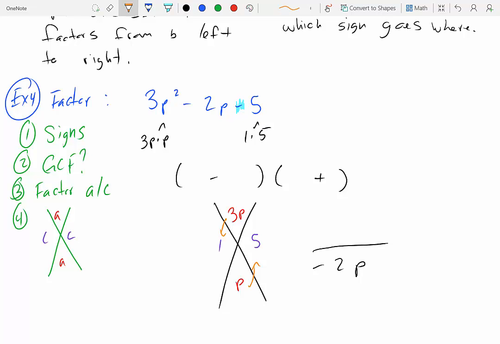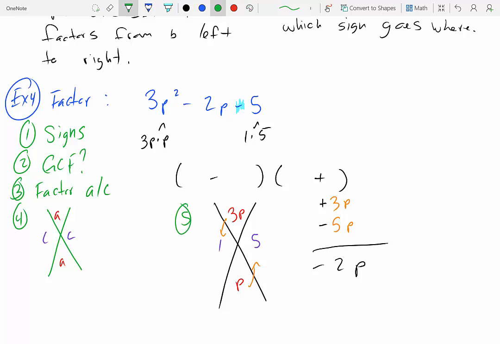So we have 3p times 1 is 3p. And p times 5 is 5p. Now, is there anything we can do with 3p and 5p to get negative 2p? Well, yes, there is. We can make the 3 positive and the 5 negative, because if we have positive 3p minus 5p, that equals negative 2p. So that's step 5, to pick a way and multiply.